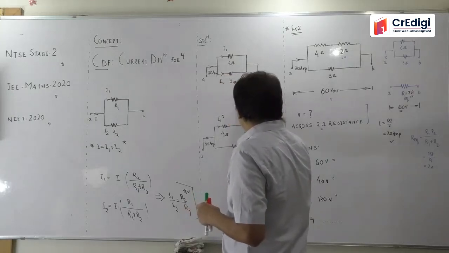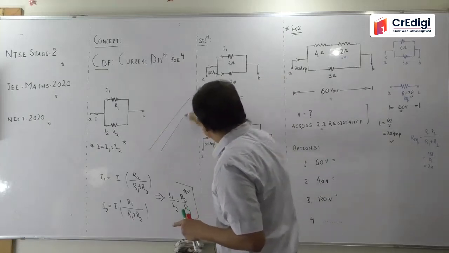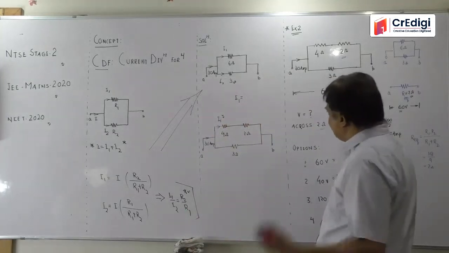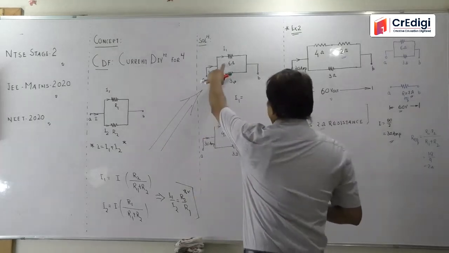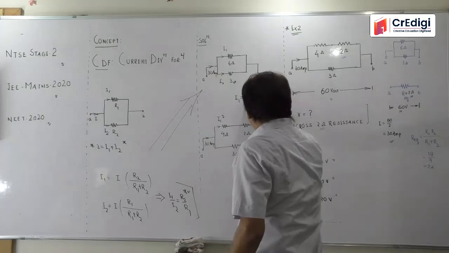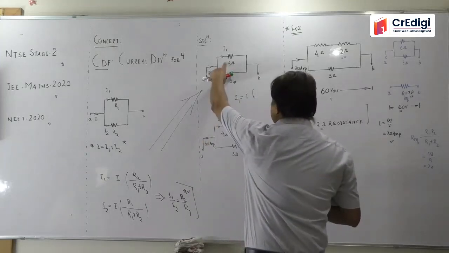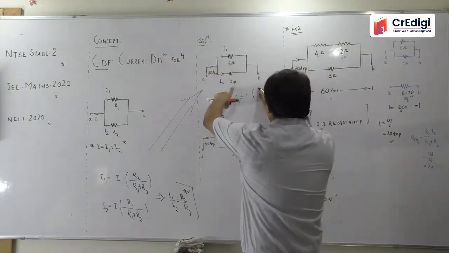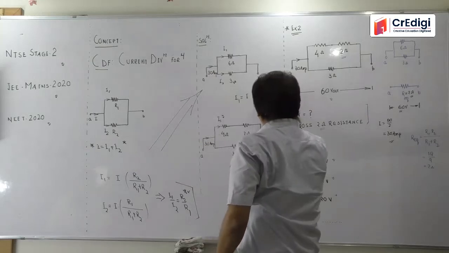So I1 is equal to, apply the current division formula. Yes, here it is. Apply it. Come on with me, speak out. I1 is passing through what? 6 ohm. Total current entering is I. Let it be I. It is passing through 6 ohm. Forget about it. It is 3 ohm divided by the whole one, 6 plus 3. Is that clear?